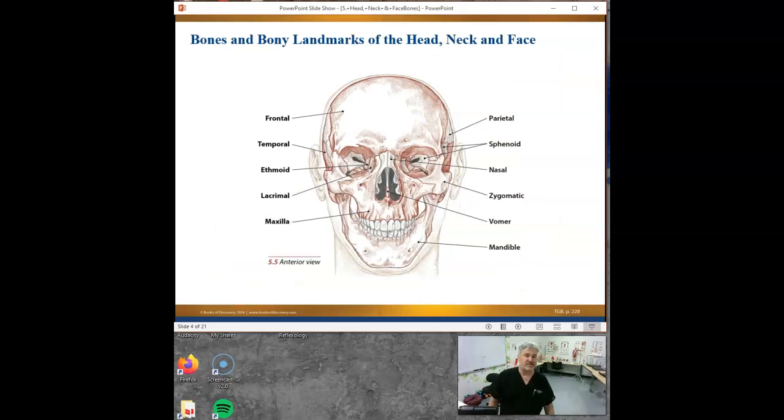TMJ syndrome. Okay, well, let me grab my skull that I don't have because somebody borrowed it. Okay, never mind. I think the estheticians took my skull.